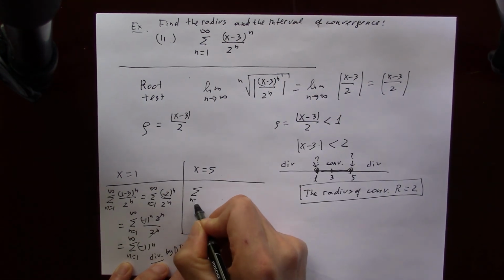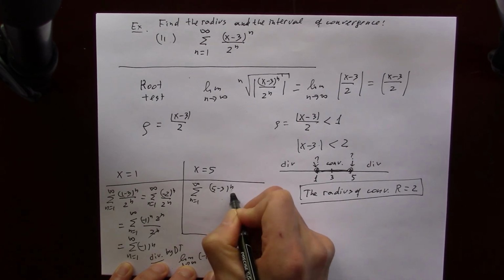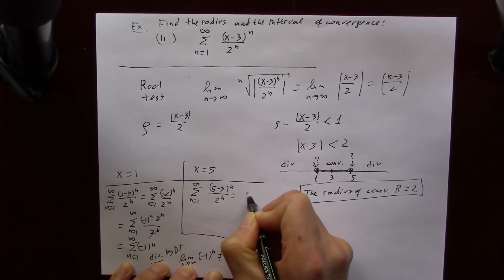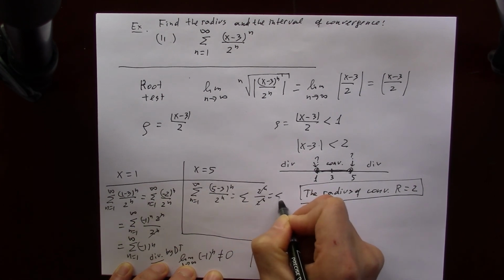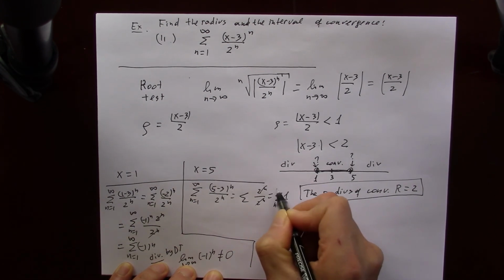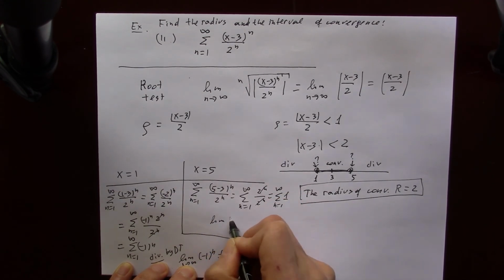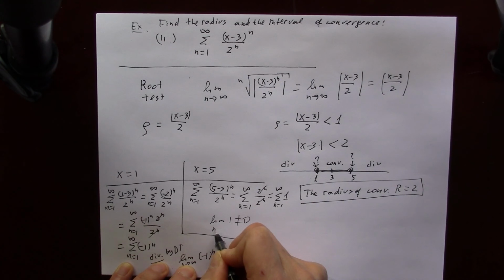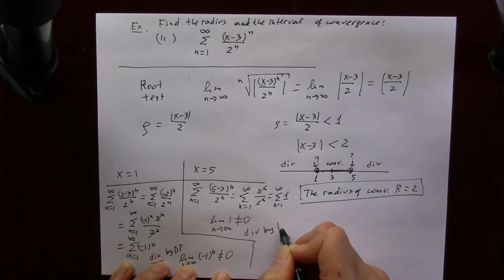x equals 5, substitute 5 for x. So we're going to get the sum from n equals 1 to infinity of (5 minus 3) to the n over 2 to the n. So we're going to get 2 to the n over 2 to the n, which reduces, so we get the series of 1. And if we take the limit of 1, it definitely does not equal 0. So divergent by the divergence test.